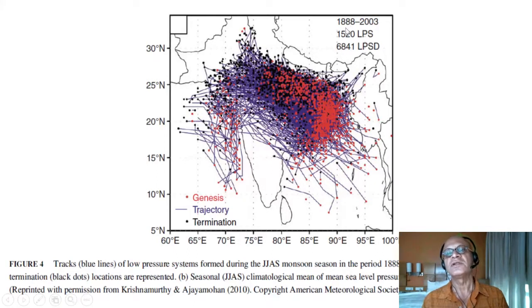So this is looked at for the period of 1888 to 2003 by this very nice paper that looked at the complete phenology and many processes of the low pressure systems. So they identified 1,520 low pressure systems totaling 6,841 low pressure system days. So each one can last 3 to 6 days, and as we said, they contribute anywhere from 40 to 60 or more % of the mean seasonal rainfall.